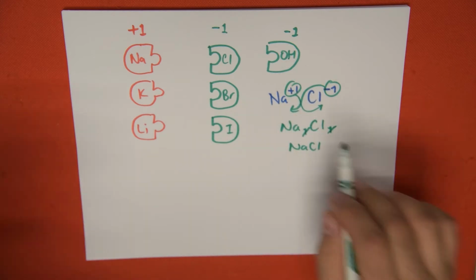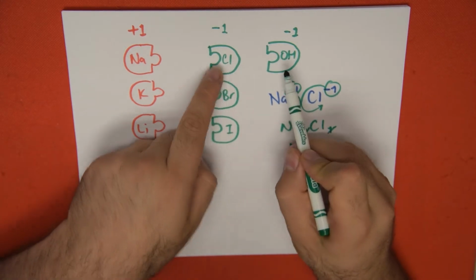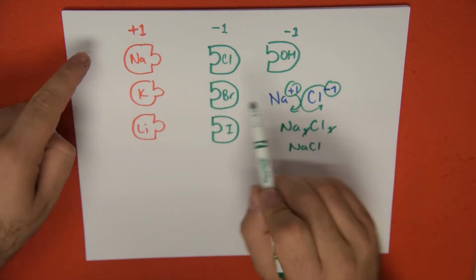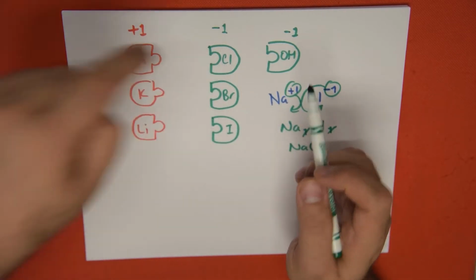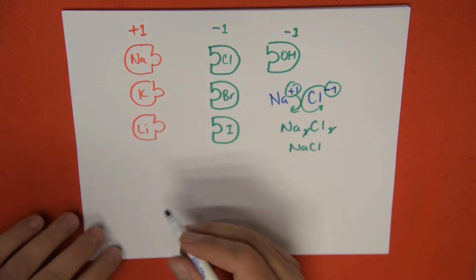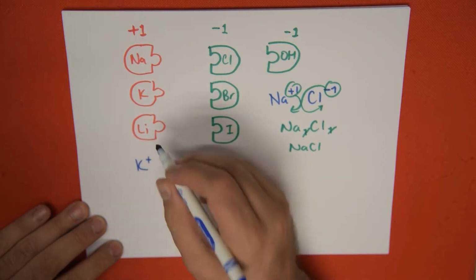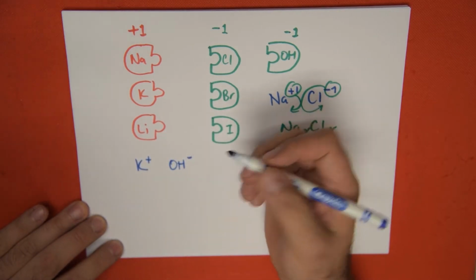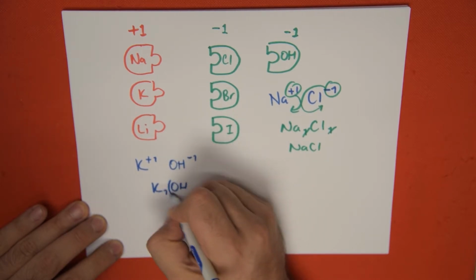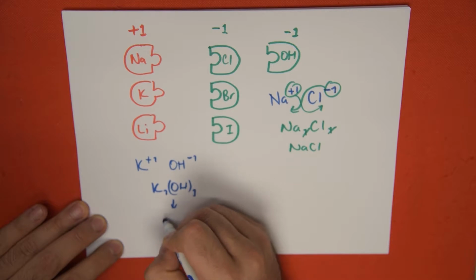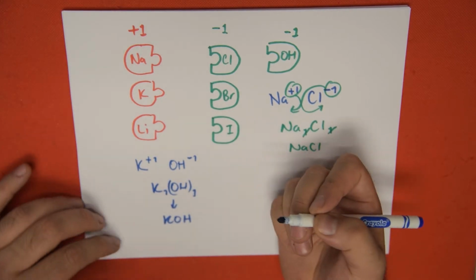The same thing is going to happen with all these pieces, but what we can't do is put together 2 anions, or put together 2 cations. What we can do is 1 piece of this, 1 piece of this. So another example, potassium +1, hydroxide -1. When we do the crisscross, K1OH1, all of it 1, it's going to turn into KOH, potassium hydroxide.